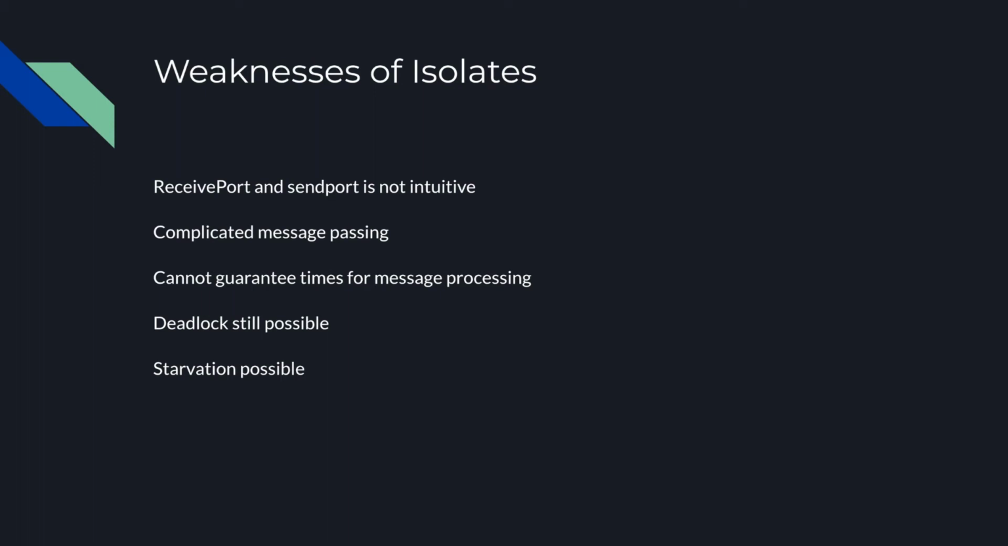They also share some of the weaknesses of the actor model, including complex message passing and no guarantee for how long it will take for a message to be processed by another isolate. Isolates are still susceptible to deadlock and starvation as well.